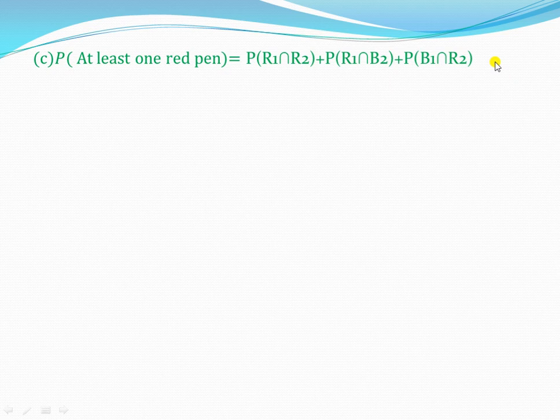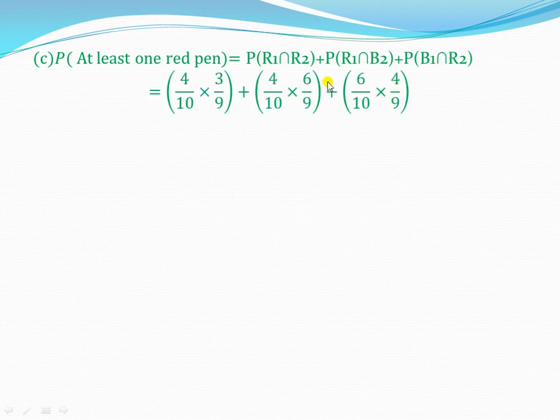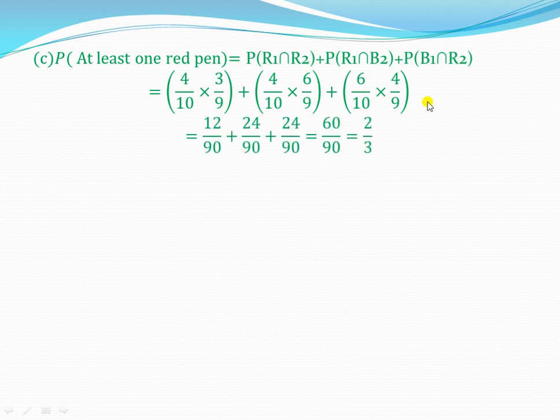So from that point, you simply go back to your tree diagram. You pick the probabilities of R1 intersection R2, R1 intersection B2, and B1 intersection R2. If you do it correctly, you will come up with all this. And if you multiply correctly and you add, you will come up with 60 out of 90, which can be simplified to 2 out of 3 by dividing through by what? By 30. So that brings us to the end of number 2.